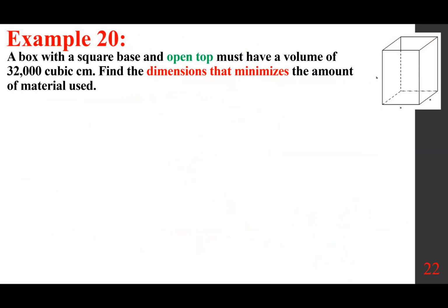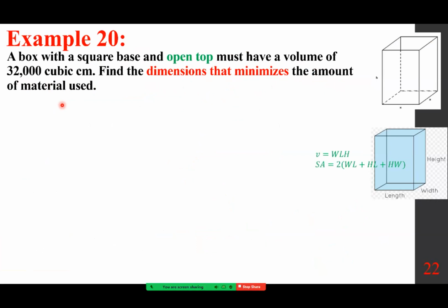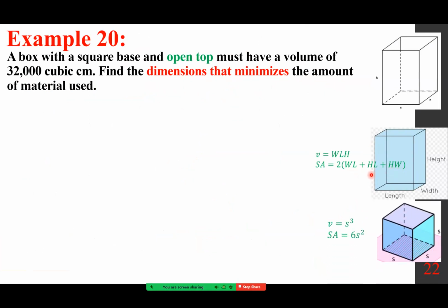Finally, one of the questions we had seen before again: a box with a square base and open top must have a volume of 32,000 cubic centimeters. Find the dimensions that minimize the amount of material used. First and foremost, reminding everyone that a rectangular solid has the volume, the width times the length times the height, and the surface area, you have 6 sides. The width times the length, the height times the length, the height times the width, and add them up times 2. If it happened to be a cube, all sides are identical, therefore the volume is s cubed, the surface area is 6s squared.